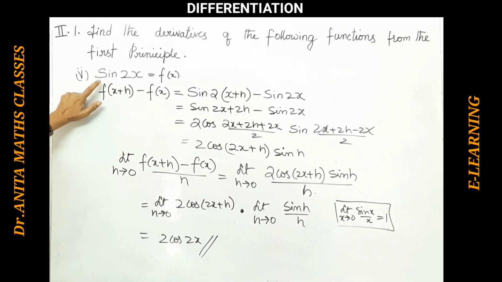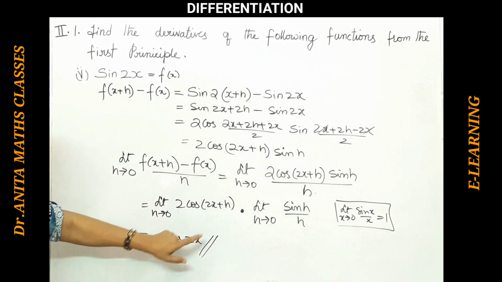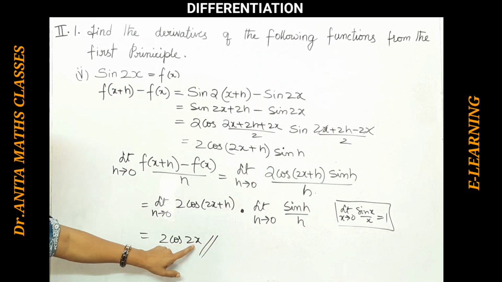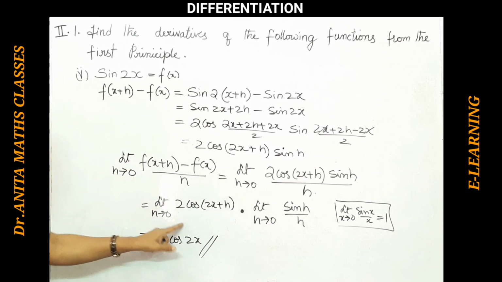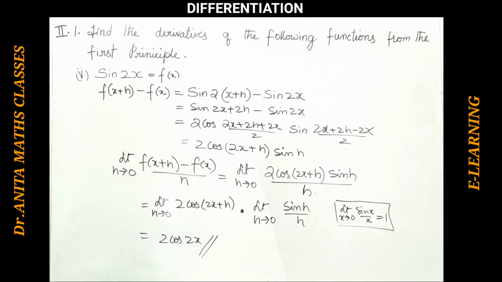We already know that the derivative of sine 2x is just cos 2x, and again in the chain rule, if you are doing the derivative of 2x, 2 comes out. So this is the derivative using the first principle. Pause it and note it down.